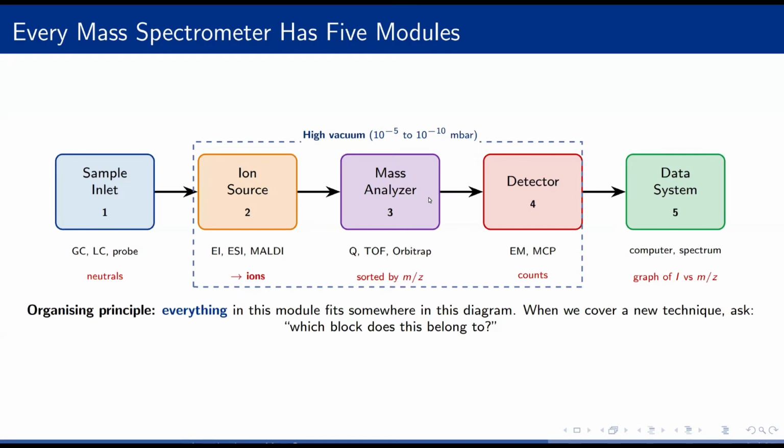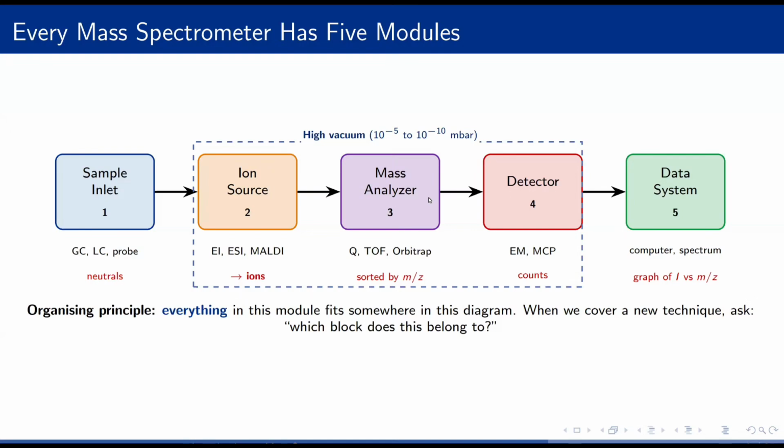Module 1, the sample inlet. This is how the sample physically gets into the instrument. For a gas or a volatile liquid, it might just be a sealed septum with a tiny pinhole. For real applications, it's a coupling to a chromatograph, either gas chromatography, which we call GCMS, or liquid chromatography, which we call LCMS. The combination of chromatography plus mass spectrometry is called a hyphenated technique, and is the single most powerful tool in modern analytical chemistry.